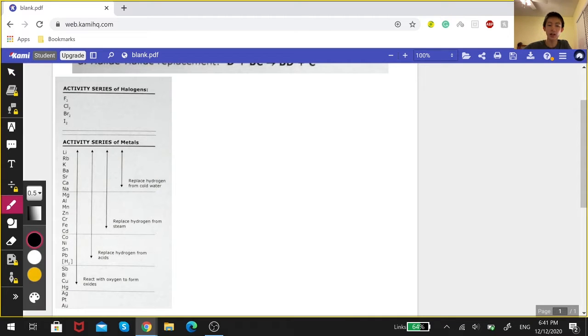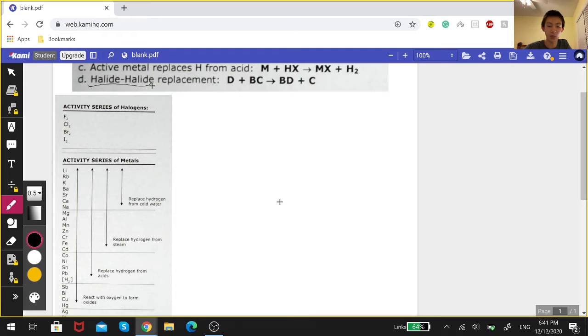If we're dealing with halogens, which is type D, we're going to look at this chart. Everything else we're going to look at this one. If you're going to replace something, see if the element is on top of it. So let's say you have F and you're trying to kick I out. Is F above I? Yes, so the reaction is going to occur. If it is not, then the reaction will simply not occur. So let's do three different examples here.